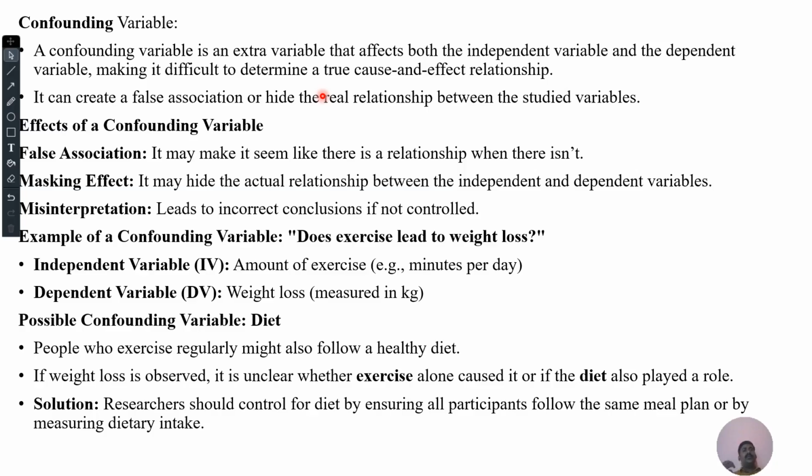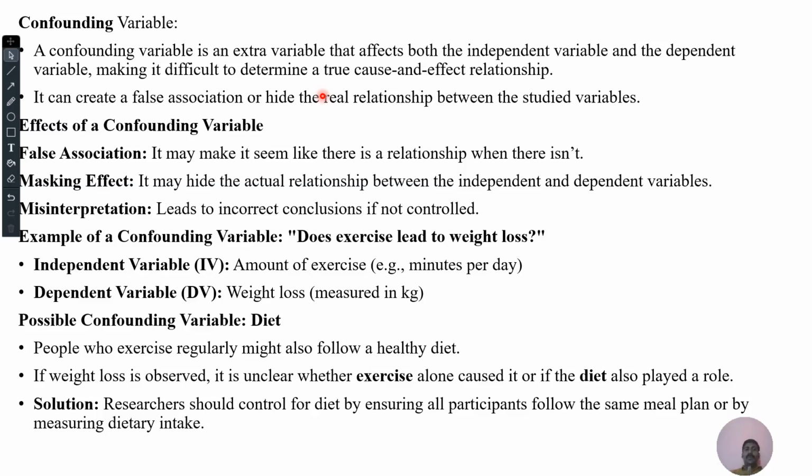What are the effects of a confounding variable? False association: it distorts the relationship and hides the actual relationship between the dependent variable and the independent variable. Misinterpretation: it leads to incorrect conclusions. That is the effect of the confounding variable.